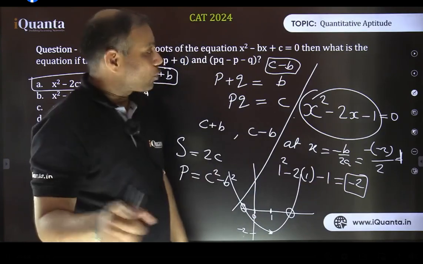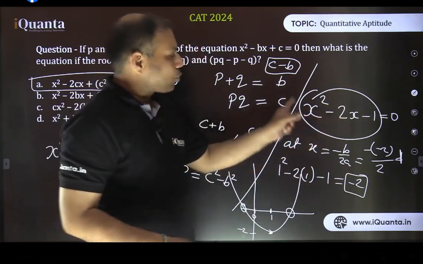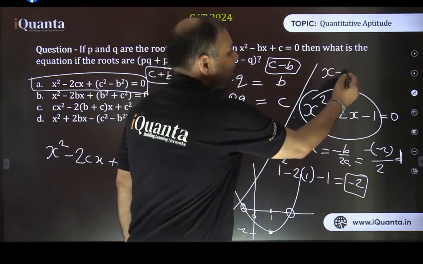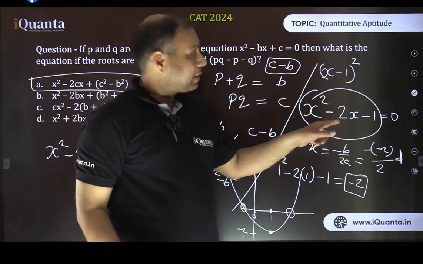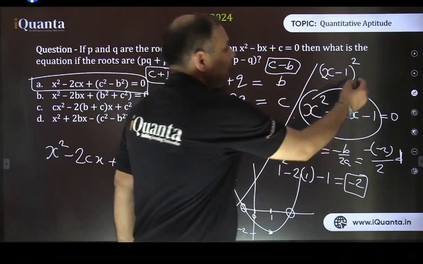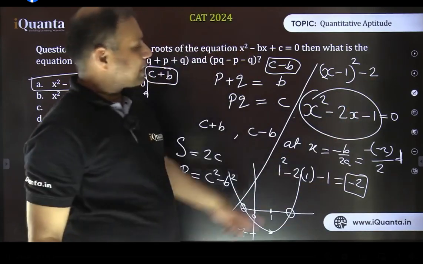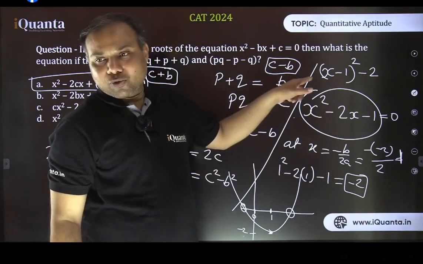No. I told you, remember, I told you about completing the square. Let's try to complete the square. So using x square minus 2x, what can you write? You can write x minus 1 whole square, because x square minus 2x plus 1 would have been a perfect square. So to turn that plus 1 into minus 1, I had to put minus 2 here. Right? So basically I have rewritten this expression in terms of a completed square.